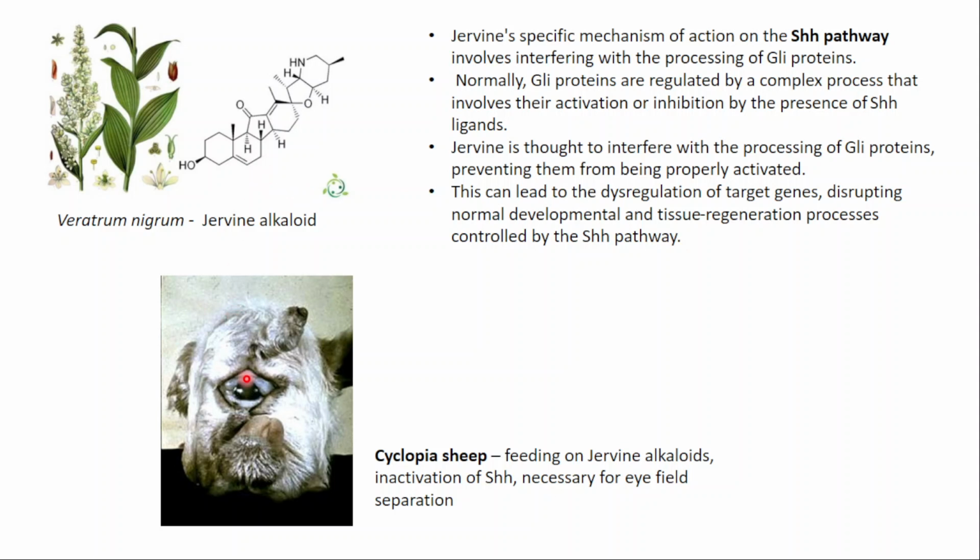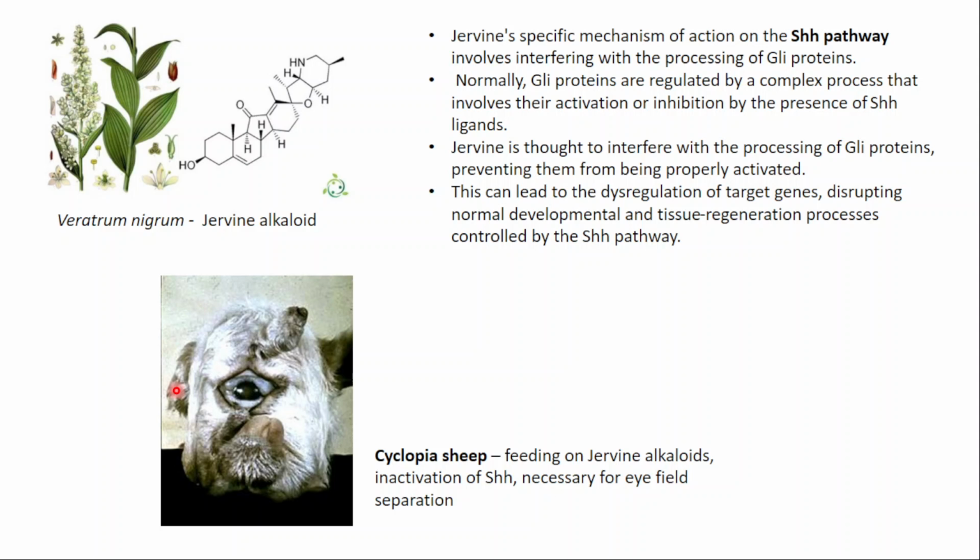from cyclopia. Cyclopia is a mutant in the SHH pathway, or due to inhibition of the SHH pathway, the sheep now has a unified eye field. So there are no two separate eyes, but it has one eye in the center of its head, which resembles a mythological monster called Cyclops. That's how the disease has been named, cyclopia.